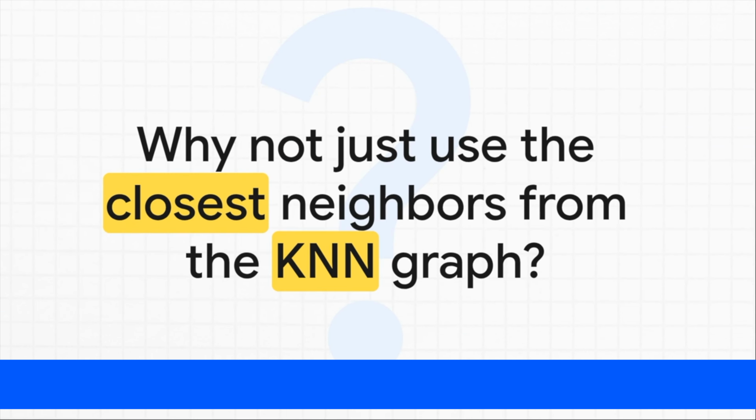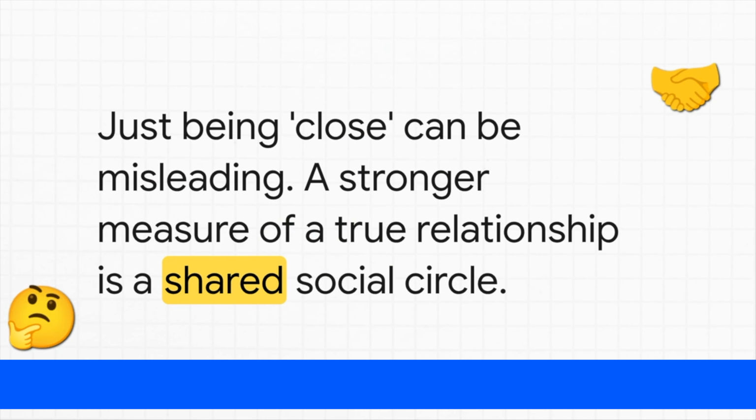But hold on a second. You might be thinking, why the extra step? I mean, if two cells are close to each other in this PCA space, isn't that good enough to say they're similar? Why do we need to check if they share friends? And the answer is just so intuitive. It's because just being close to another cell, especially in a really dense neighborhood, can be totally misleading. It could just be by chance.